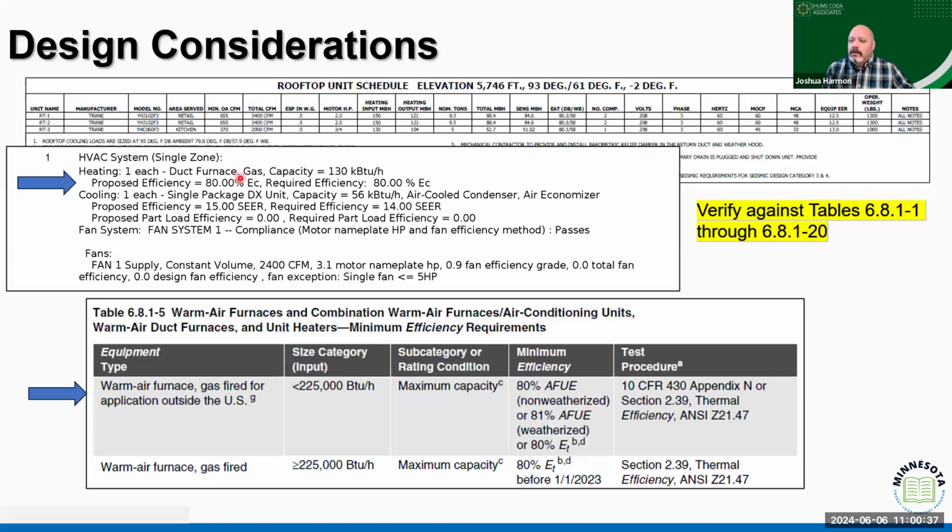So the ComCheck report tells me that this is great. I verify that with my equipment. My equipment is telling me that if I'm utilizing a gas duct furnace, a warm air gas-fired furnace, and that has 130,000 kBtu per hour, then my minimum efficiency for weatherized or non-weatherized is going to be 80. And so I'm verifying that the proposed efficiency is 80. And so I can verify those values, right? I'm going to verify them against all those 20 different tables that exist to give us that list of all the different potential materials that could be utilized.